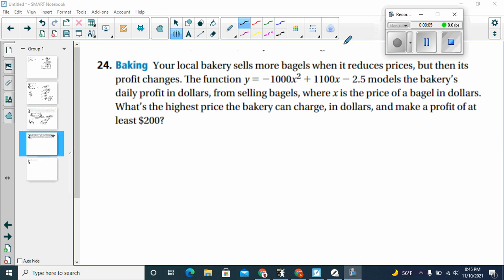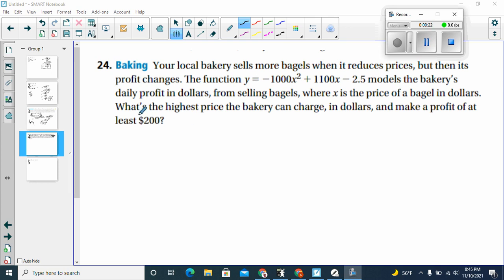Question number 24, page 245, says that our bakery is selling bagels. It sells more when the price goes down, but then its profit changes. This is an equation for the bakery's profit. X is the price of bagels. Very similar to question number 23.